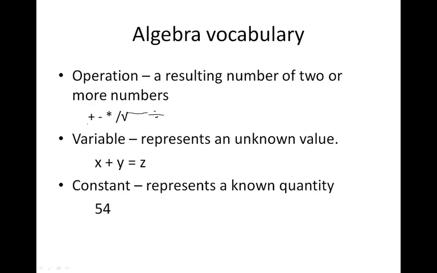Now, I mentioned the word variable, and that's what we're going to define next. A variable represents an unknown value. x plus y equals z. Well, that's 3 variables. x is a variable, y is a variable, z is a variable. So if I say 3 plus 3 equals 6, I'm replacing those variables with known values. 4 plus 4 equals 8. It could be 6 plus 6 equals 12. I don't know, because the values of these variables can, well, vary.